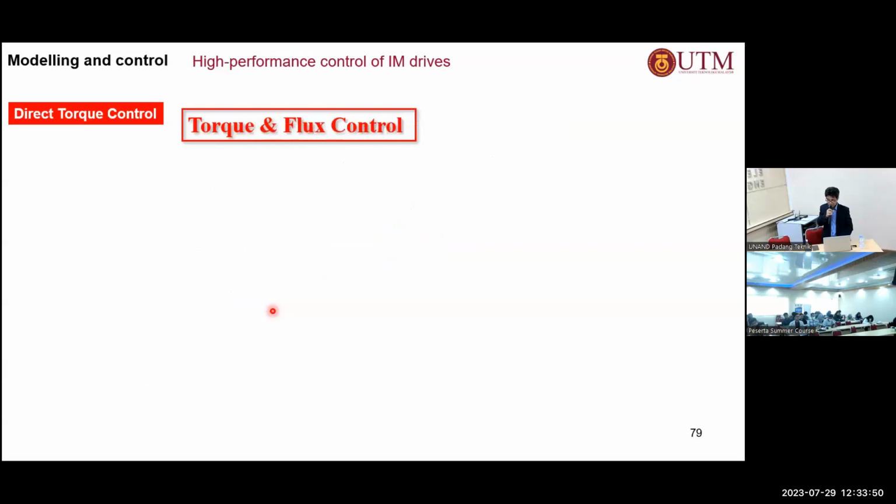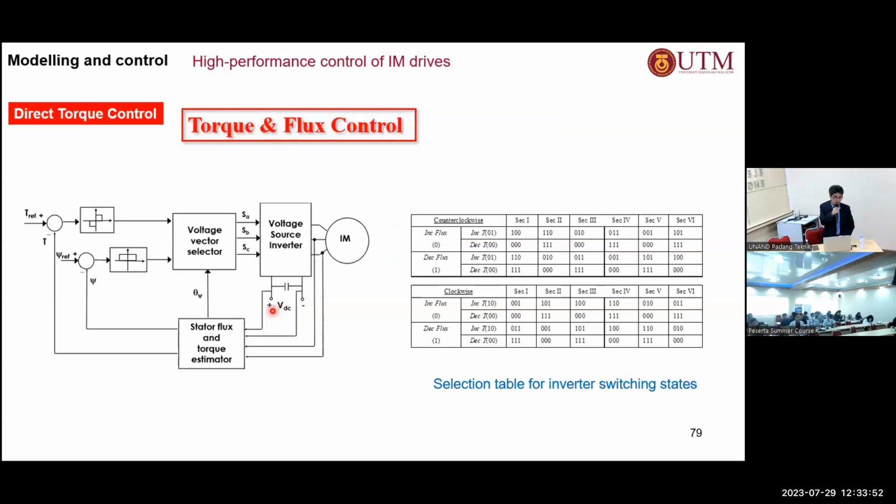And if you do that, then you will end up with a lookup table. Because this hysteresis will define whether you need to increase or reduce the torque, and this hysteresis will define whether you need to increase or reduce the flux, and that is fed to a lookup table, which is shown here, depending on the stator flux position. Remember, we have to define which vectors to use based on the positions of the stator flux.